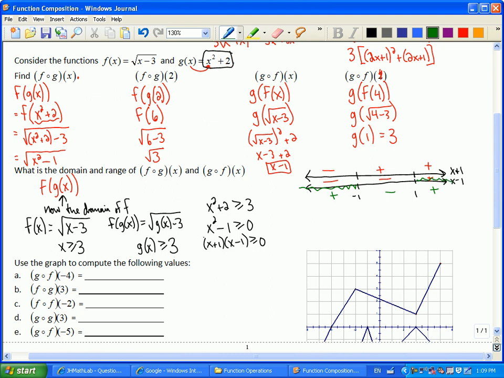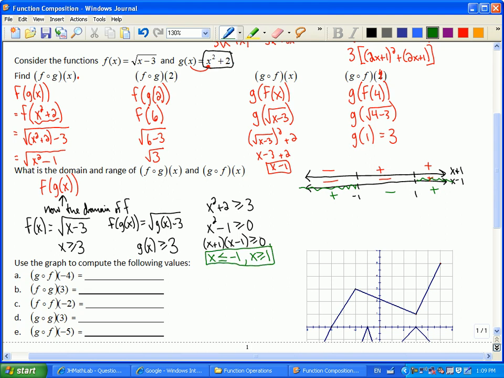So the domain that I get for the new graph is going to be x less than or equal to -1 and x greater than or equal to +1. That's from the number line on the other side. Okay. So there's my domain.